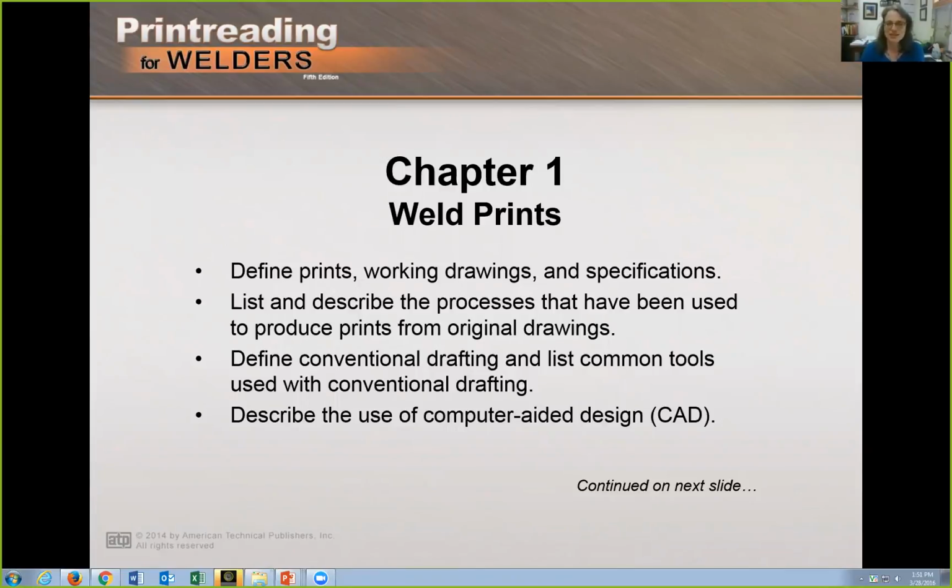We're going to start by talking about weld prints in general, as well as a little bit about how weld prints have been generated in the past and how they are generated most of the time now. So we'll define prints, we'll define working drawings and specifications. Those are all types of drawings. We're going to talk about the processes that have been used to produce prints from drawings. And we'll talk about the difference between prints and drawings. And we will talk about conventional drafting methods as well as a little bit about computer-aided drafting methods.